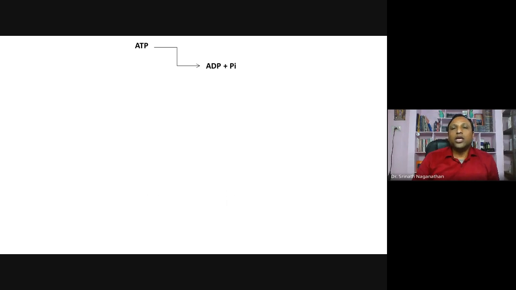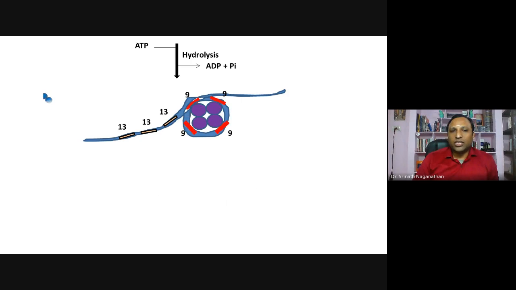With the help of ATP hydrolysis, that is ATP becoming ADP and Pi, in this particular region, DnaB and DnaC join together. When DnaB and DnaC join and form a complex, this is called as helicase. And this helicase allows the DNA melting at the upstream position.